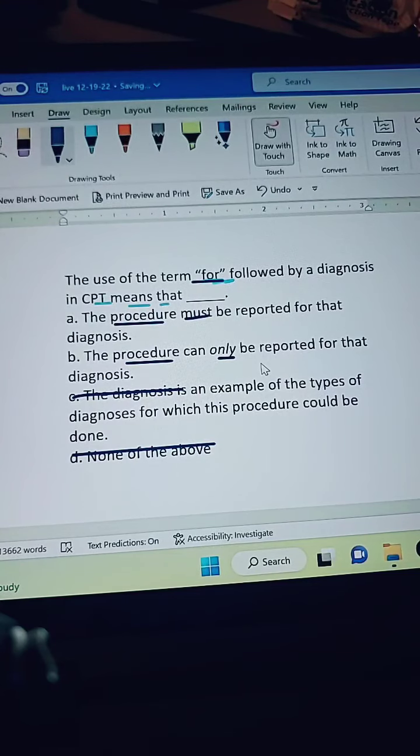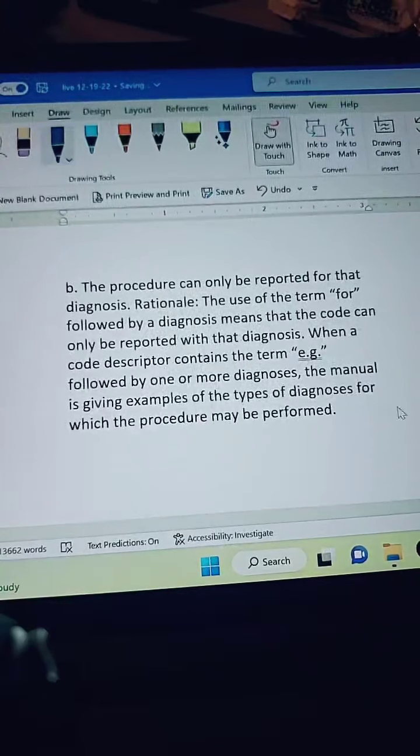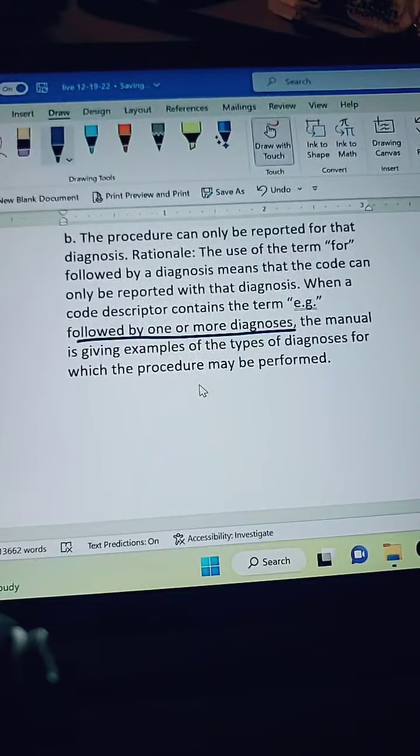B, B, B, B. Everybody saying B? Can is a better vocabulary. Yeah, can only. Must be, we don't really do a lot of must be, but can we can do. Yep, B is it. IE means followed by one or more of these diagnoses, and they'll give you some examples when you see it.